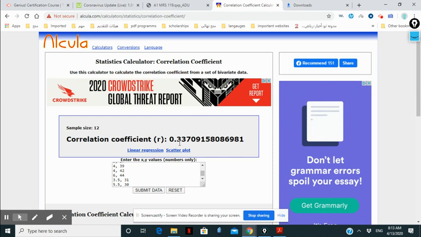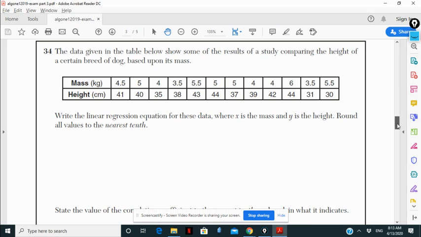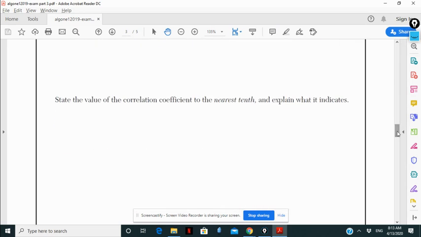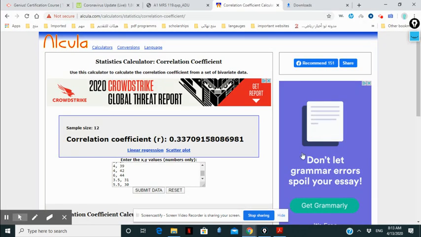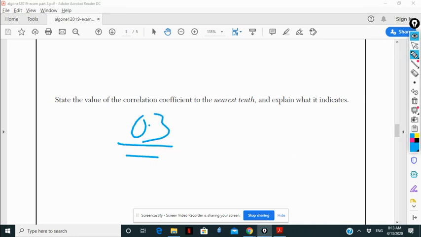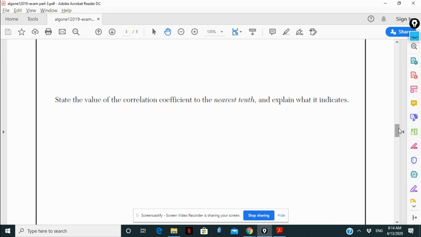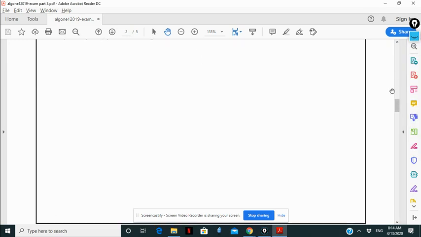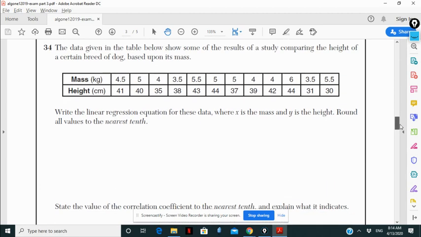So he's asking here about the correlation coefficient. What is the value for the correlation coefficient to the nearest tenth? So it's 0.3. What does it mean? It's a weak correlation coefficient. So they have a weak relationship between the mass and the height.